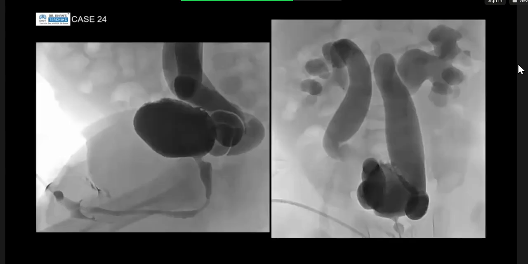So candidate 3, this is another case for you. I'll give you a history of recurrent UTIs for this patient. Okay, I provided multiple images.